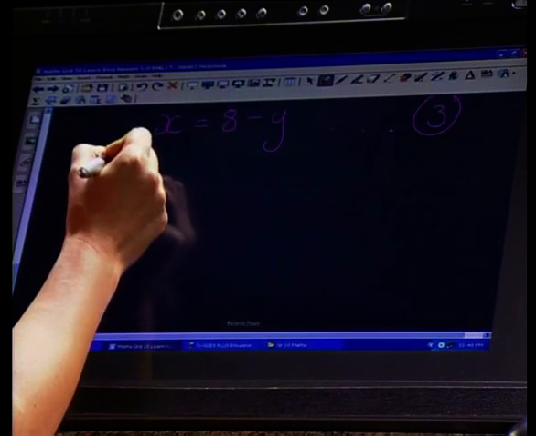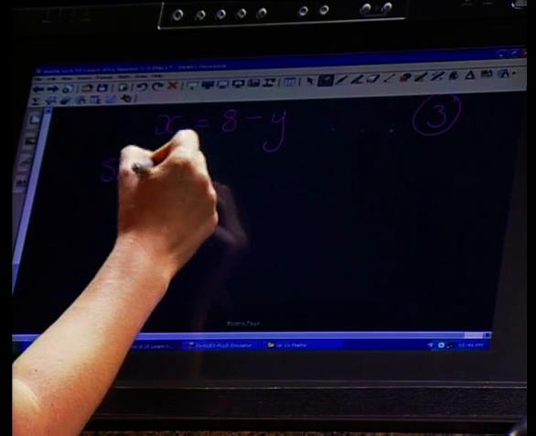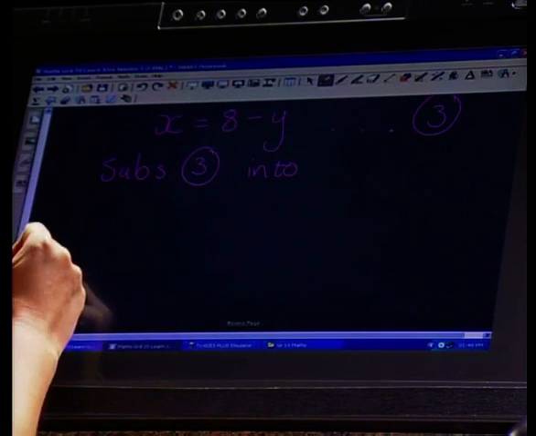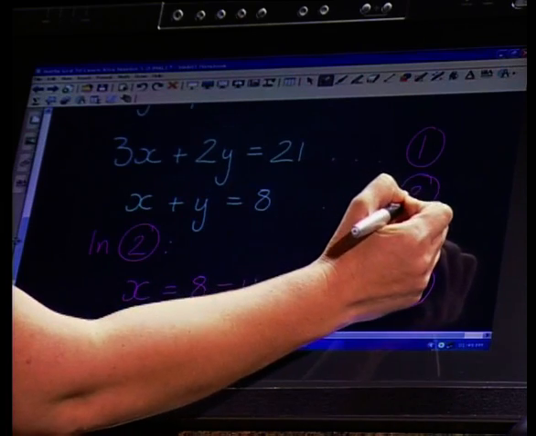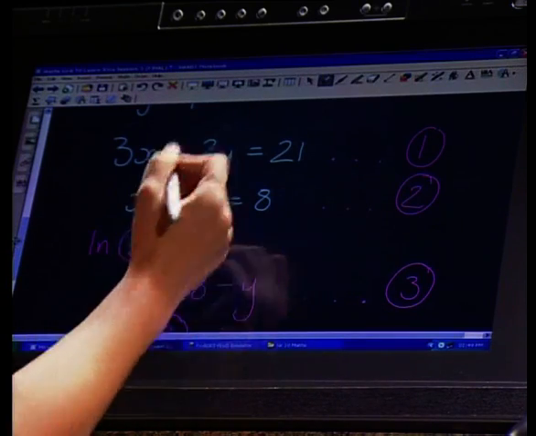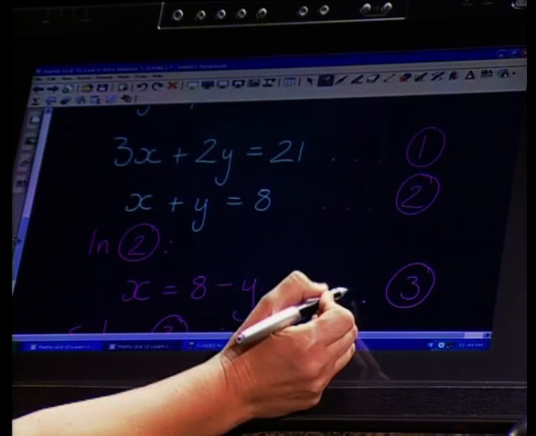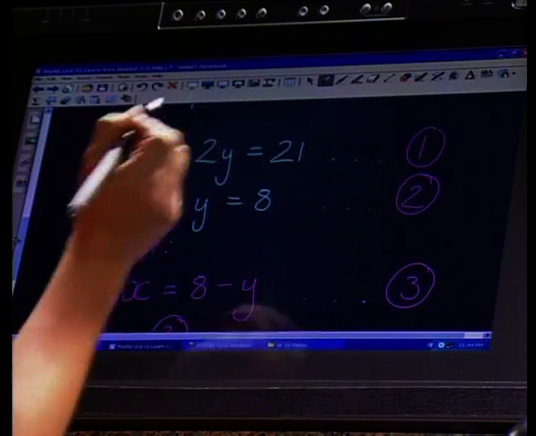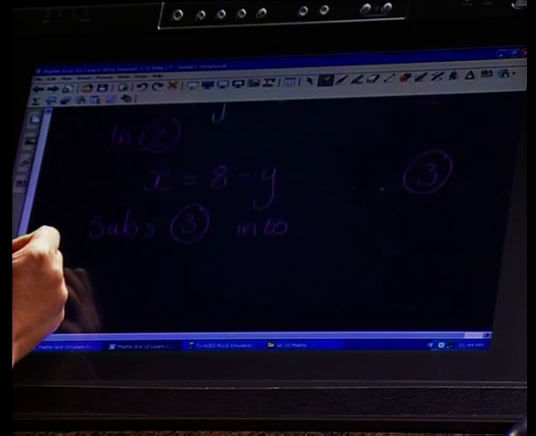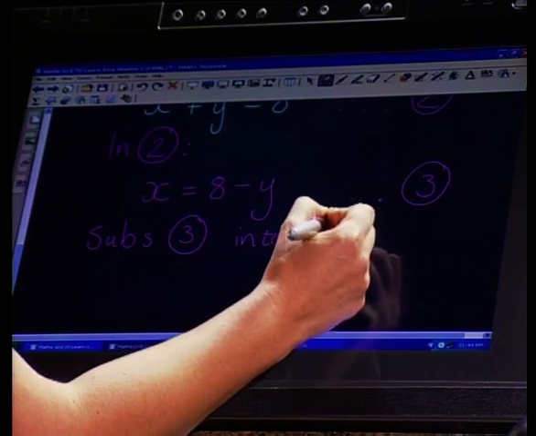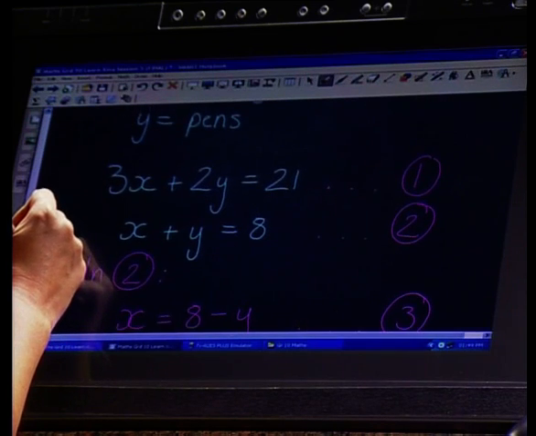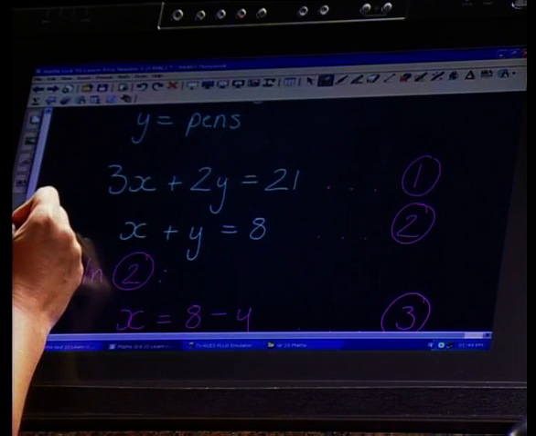Now I'm going to substitute number 3 into one of the other equations. Which one can't I substitute it into? I can't substitute it into number 2 because number 2 and number 3 are actually exactly the same, except the y is on the other side. If I were to substitute number 3 into number 2, what I'd find is I'd get an answer like 0x is equal to 0 or something. It wouldn't work out. So if you have substituted and it hasn't worked, you need to first try substituting into a different equation. Let's substitute into number 1.